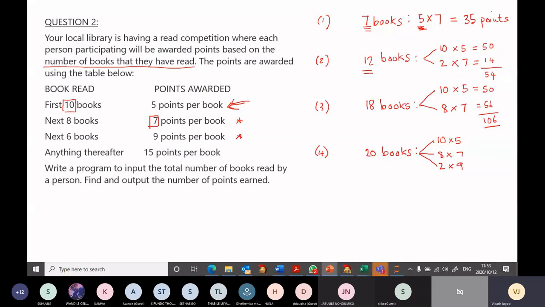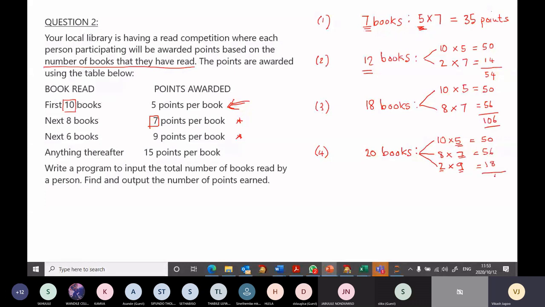So the first 10 books are 5 points. The next 8 books are 7 points. I still haven't reached 20 yet. And the last 2 books, the next 6 books, are at 9 points. So let's work this out. 5 times 10 is 50. 8 times 7 is 56. And 2 times 9 is 18.